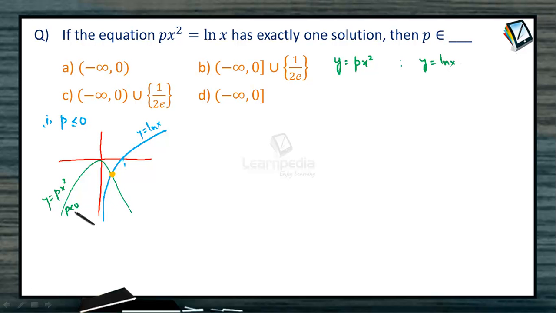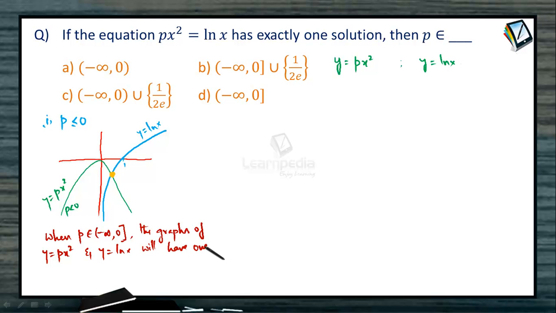So what do we conclude? When p is negative, that is when p belongs to minus infinity to 0, the graphs of y equal to px square and y equal to ln x will have only one point of intersection. When they have only one point of intersection, can we rewrite this statement as p times x square equal to ln x has only one solution when p is from minus infinity to 0.